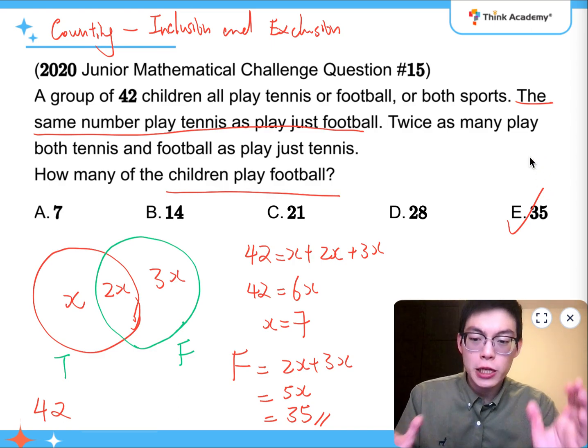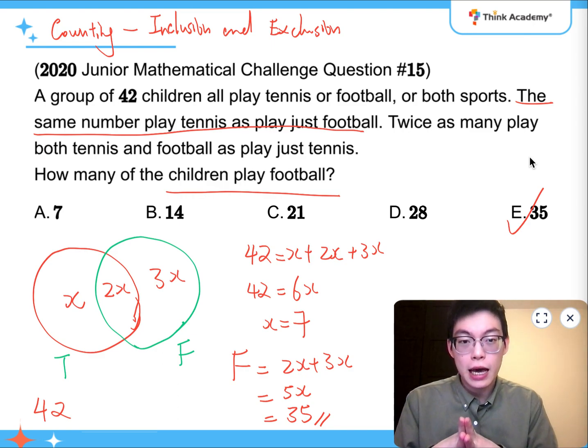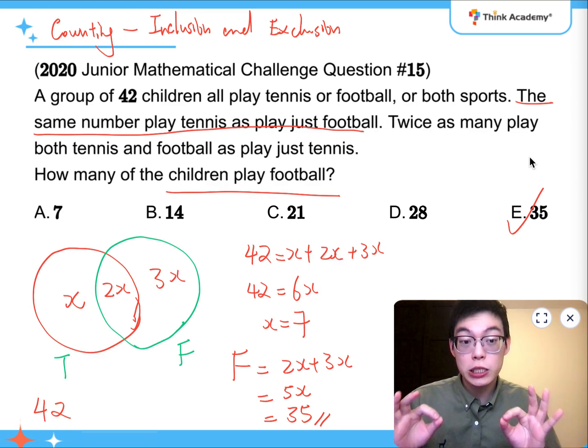In general, this half of the paper is pretty easy, and I can see that most of you are doing pretty well in it.